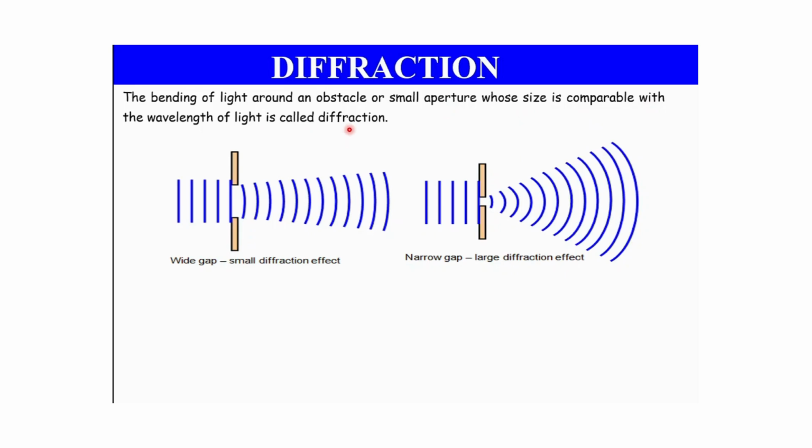In order to understand the diffraction property, consider a light source, an obstacle and a screen. Now when the light source is on, that light is going to be incident on the obstacle whose size is equal to the wavelength of the light. Then this incident light at the edges of the obstacle is going to bend. This bending phenomenon of light at the edges of an obstacle is called diffraction.